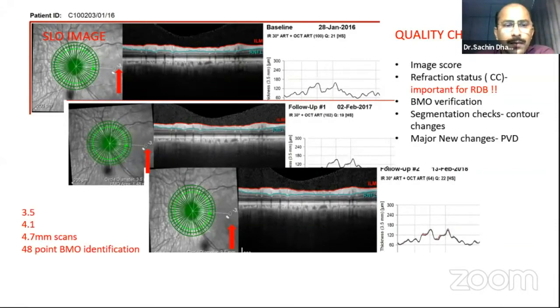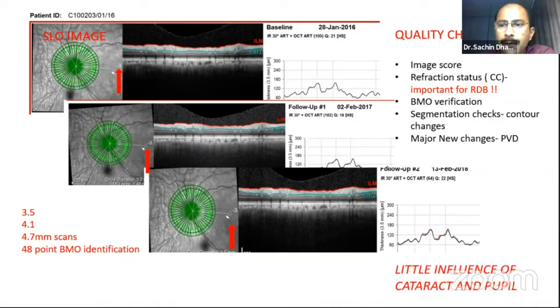So what you have to understand is that the BMO identification is the critical point of any machine, and here in this machine you can actually identify and correct the BMO contour lines, which I think is not possible in most of the machines. This is very important, because the moment this goes wrong, the entire analysis will go wrong.